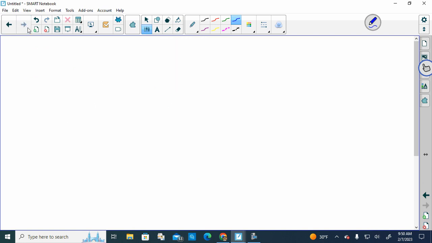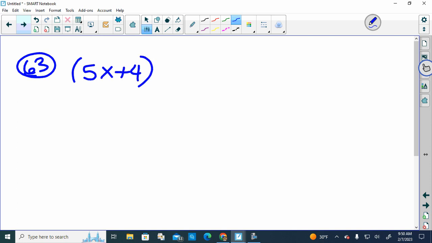So now we're going to look at trinomials. Number 63 is our first binomial times a trinomial. So it's really the same thing. You're just having to distribute it to one more thing. Because before it was to a binomial, which means 2.